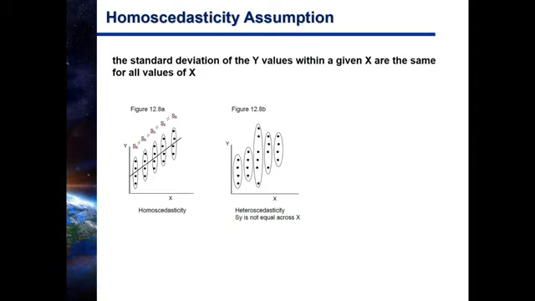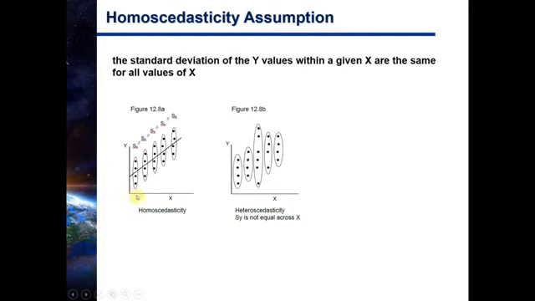All right, so this assumption is called homoscedasticity. Remember how to say that word? Just break it down. Homo means same, and then scedasticity. Homoscedasticity. Your high point Scrabble word. All right, so what is the homoscedasticity assumption? It says that the standard deviation of the y values within a given x are the same for all values of x. So let's look at this.